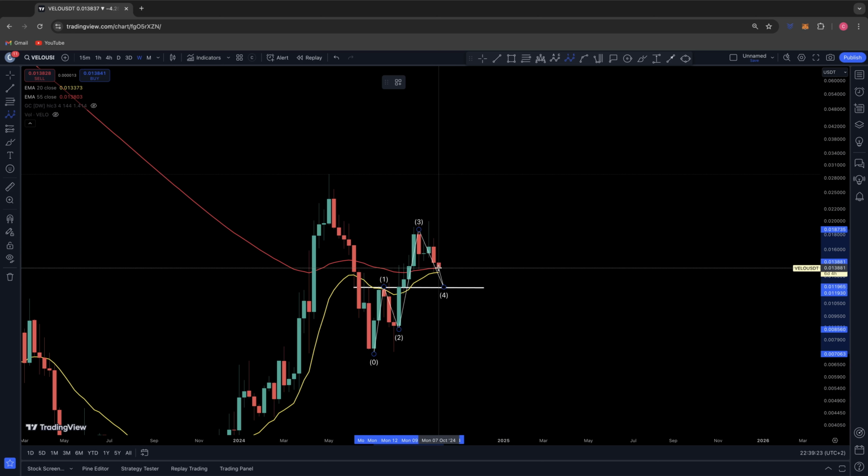If we lose these EMAs, the next support line for me is the 0.011 of this double bottom breakout before this wave 3. So right now, the wave 4 could come back as low as the previous wave 1 to keep this pattern valid.